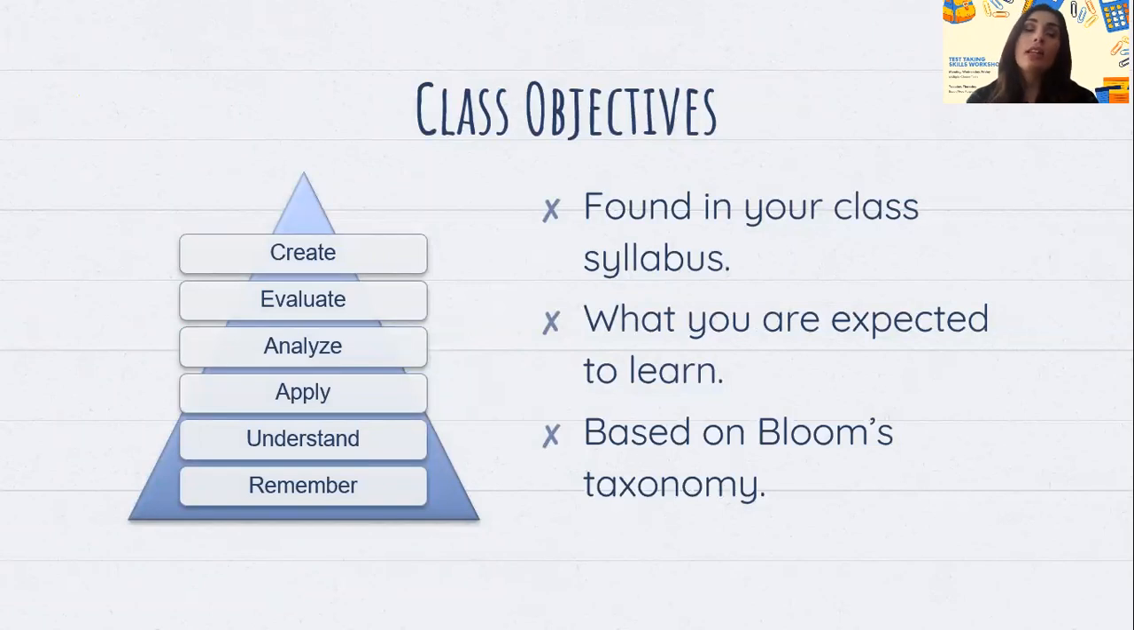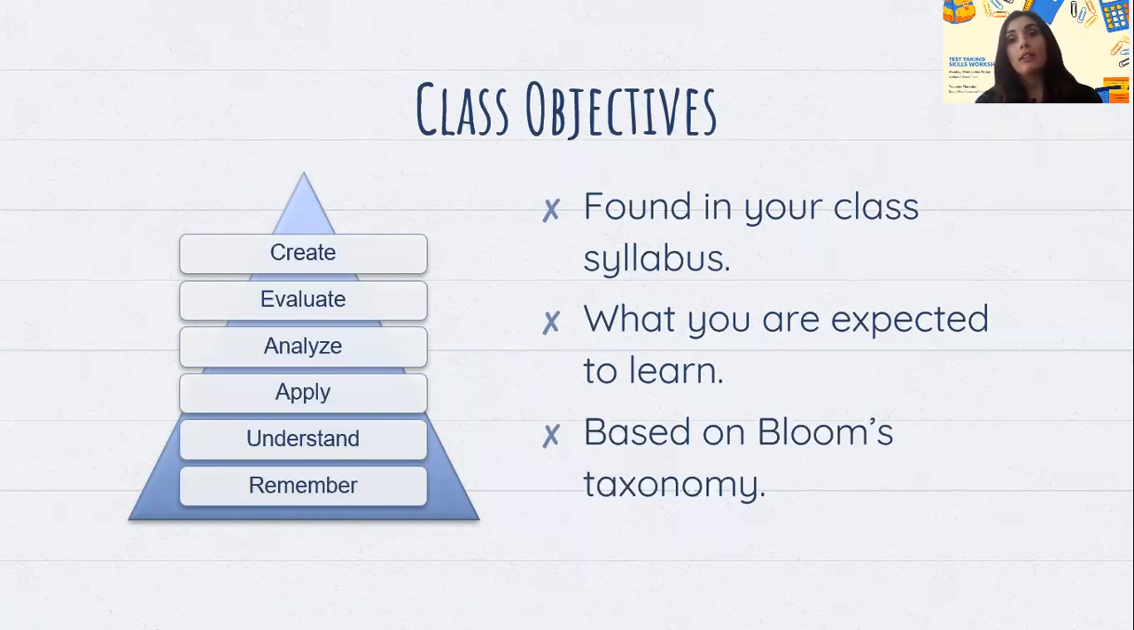So before we get started, let's talk about class objectives. You probably know class objectives as that little blurb on the first page of your class syllabus. You probably go over it on the first day of class, and then you as a student probably don't ever return back to that section. But class objectives are actually very important, and they're vitally important when determining what may or may not be on a test. Class objectives describe what you are expected to learn over the course of that class.